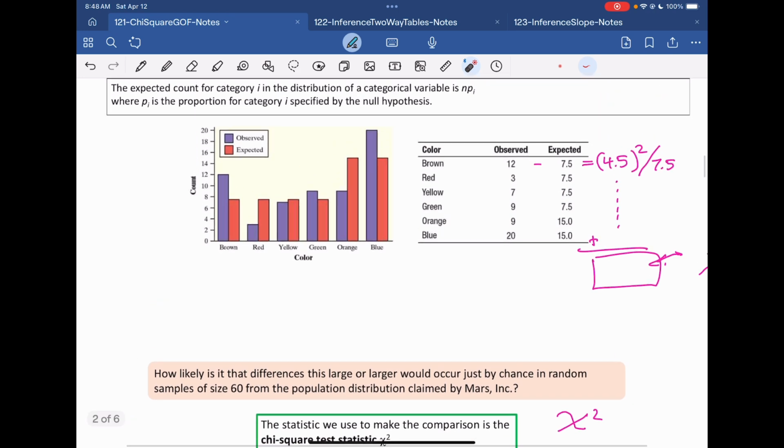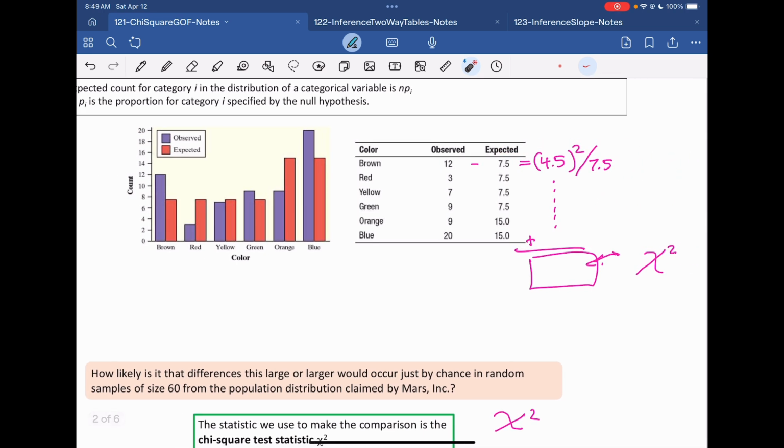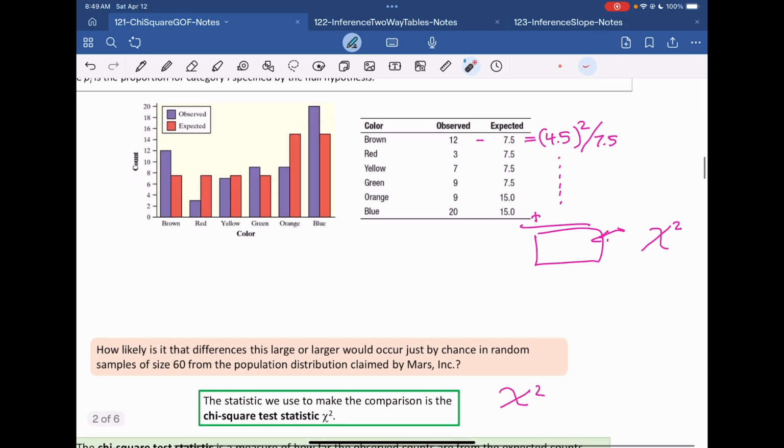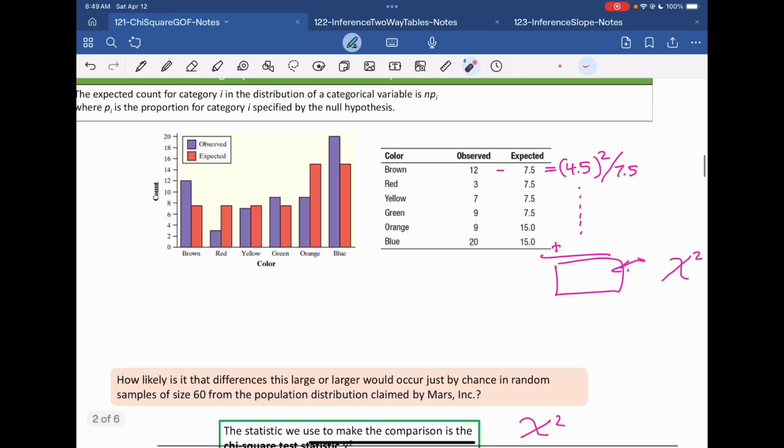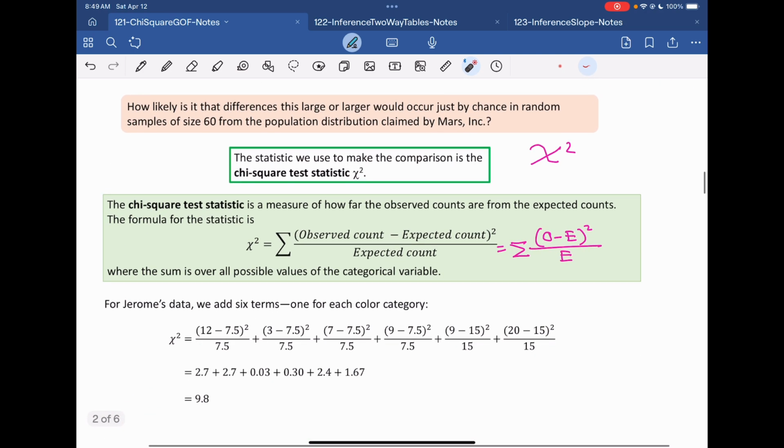So in short, you're doing this minus this, and then you're squaring that number, and then you're dividing it by 7.5. And then you do this minus this, square it, divide it by 7.5, this minus this, square it, divided by 7.5, etc. This minus this, square it, divided by 15. And then you add all of these numbers up, and that is your chi-square test statistic. Which we're not going to do because the calculator is going to do it for us. However, if you really must calculate one by hand, that is an option.